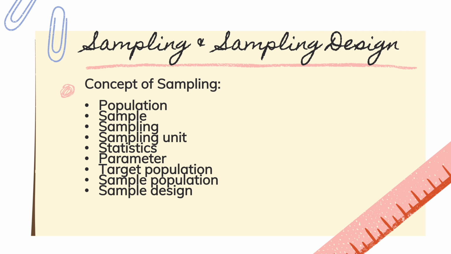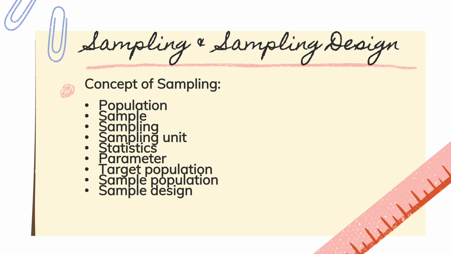The next term is statistic. Statistic is the characteristic of the sample, for example, sample mean or the proportion. Next is parameter. Parameter is the characteristic of the population, while target population is the entire group about which information is desired and conclusion is made, while sampled population is the population which we actually sample and is also called survey population.